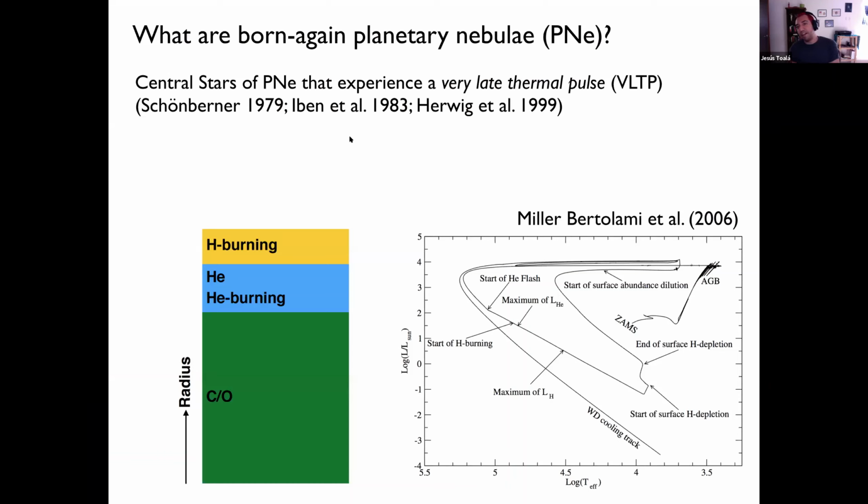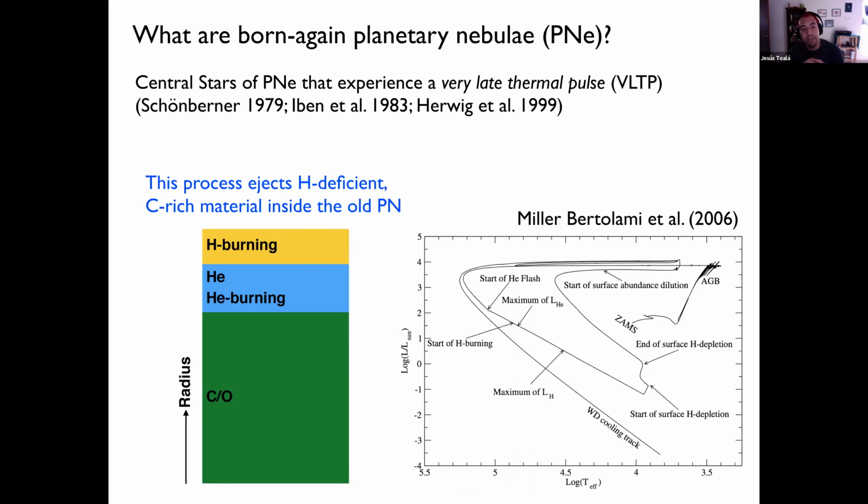So what are born-again planetary nebulae, in case you missed it? In some very weird cases, apparently, when the central star of a planetary nebula is descending the white dwarf cooling track, it might experience what is known as a very late thermal pulse. We still have the hydrogen burning shell, the outer shell, which is producing more helium. At some point, the helium shell may reach the conditions to ignite and produce a thermal runaway explosion, producing carbon and oxygen.